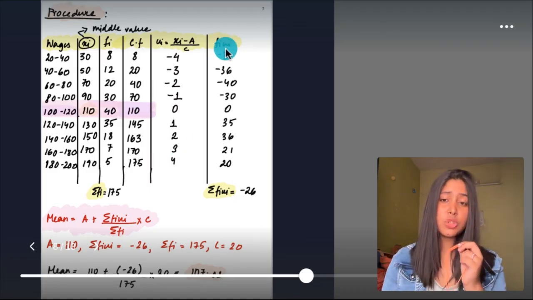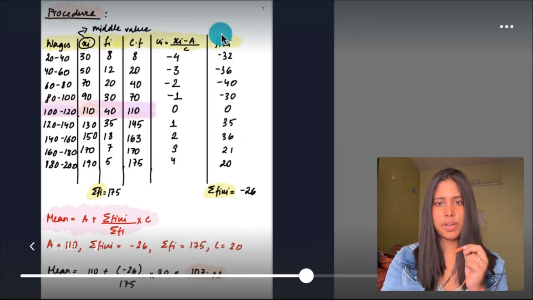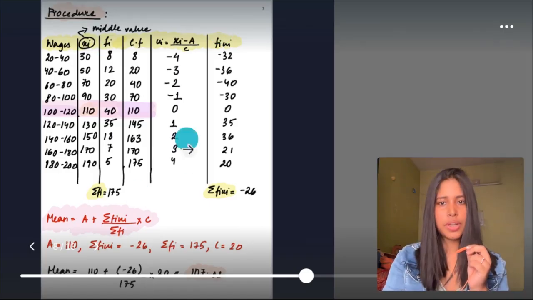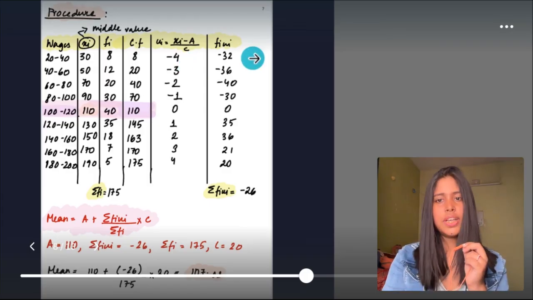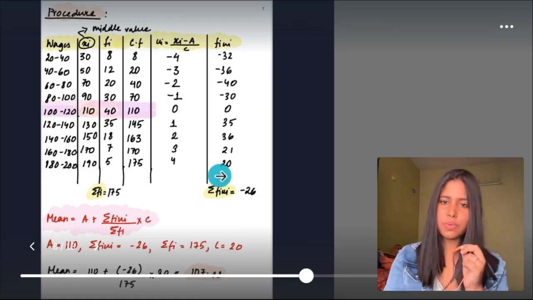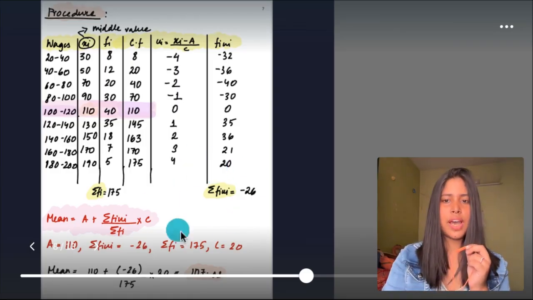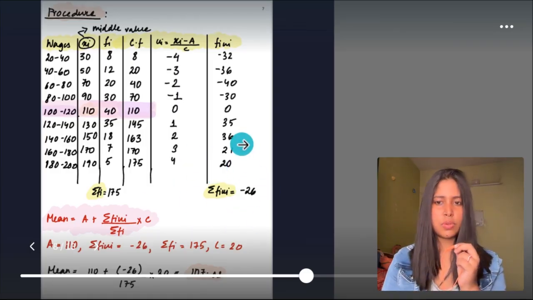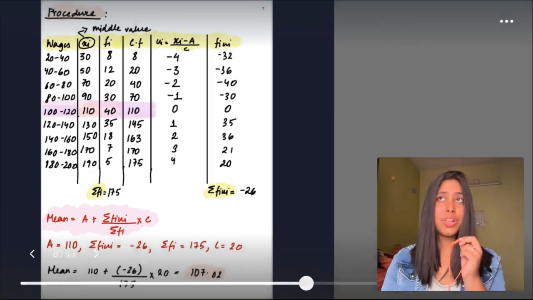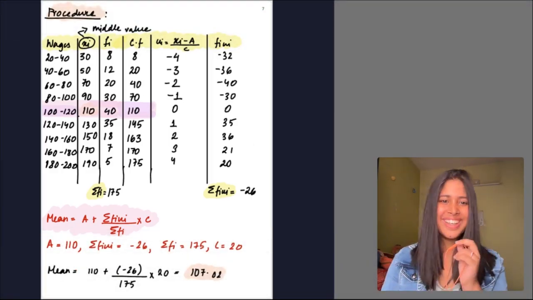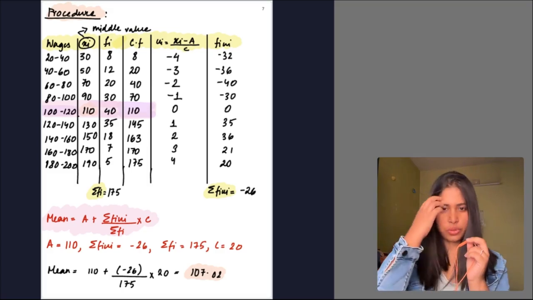And we need to make another column, which is fiui. Fi is this column, and ui is this column. So fiui is equal to 8 into minus 4, which is minus 32, and so on till the last number, which is 5 into 4, which is 20. And we need the summation of fiui, which is equal to minus 26. You will have a calculator for this, do not worry. Okay, so you need to do this.